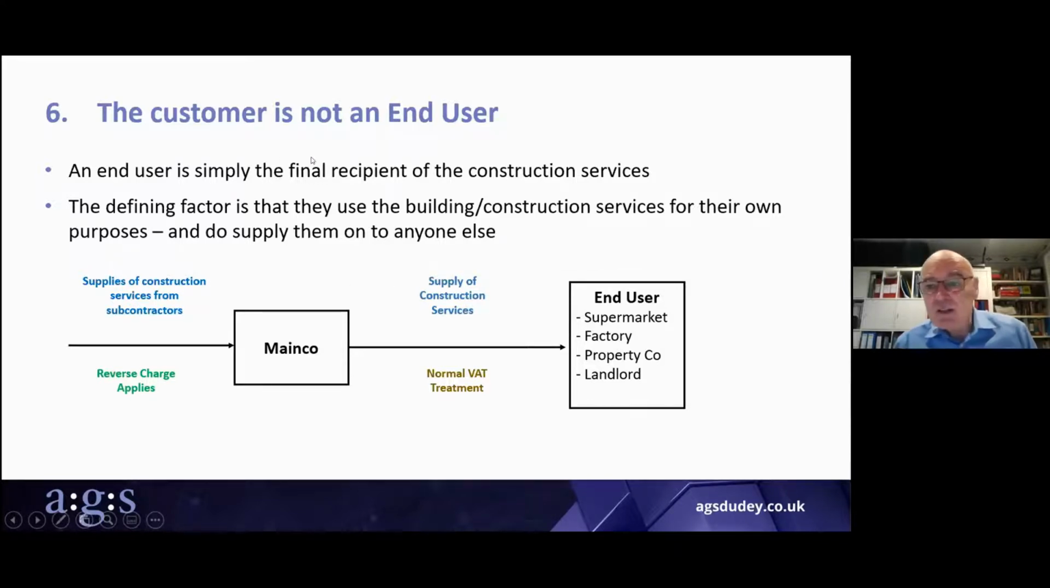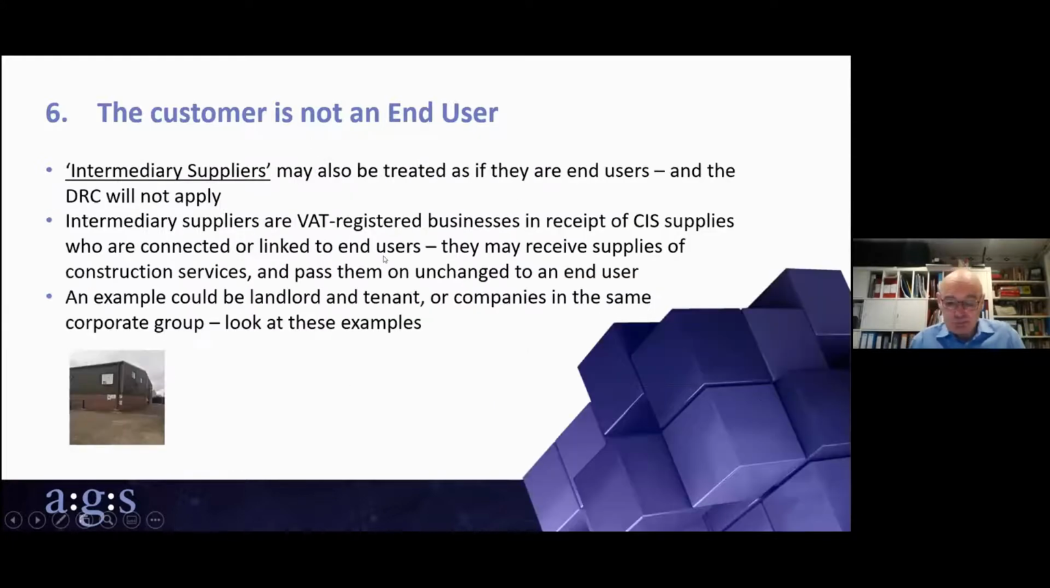So hopefully that is clear enough. You can go back and look at it if you need to, but there is another complication. Because in identifying end users, which is important, you need to be aware that some of the businesses which are not right at the end of the chain can also be treated as an end user, with normal VAT rules applying to them as well. These businesses are referred to as intermediary suppliers.